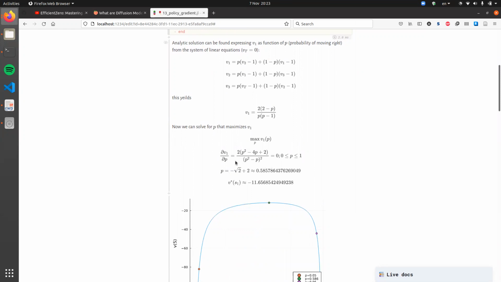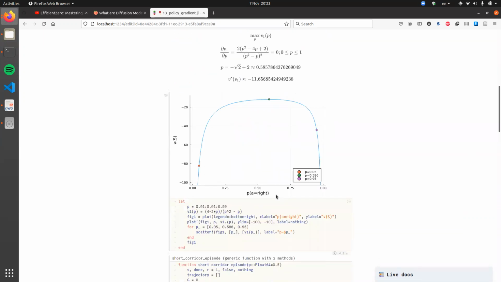And we can solve this, which gives us some particular value here. We have the associated V star for that strategy, which is around negative 11.6. So that's the solution for this process.